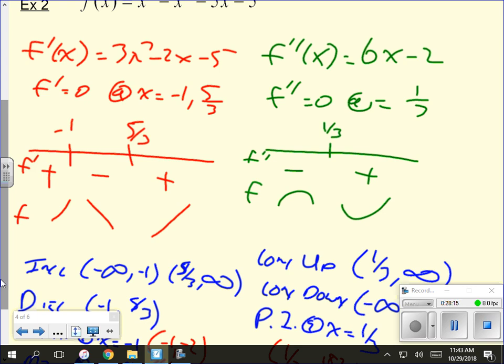Same as doing a sign chart for increasing and decreasing. Where the first derivative is positive, the original function is increasing. Where the first derivative is negative, it's decreasing. Where the second derivative is negative, it's concave down. Where the second derivative is positive, it's concave up. Sign charts work exactly the same. You find your possible points of inflection from the second derivative. You plug values into the second derivative to see where it's positive and negative, to tell you what's happening with the first derivative and the original function. Okay. So that's what's going on. Questions?